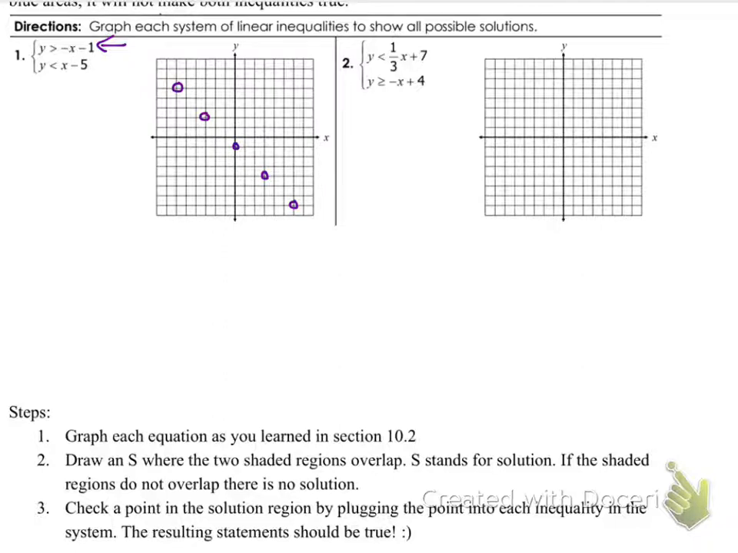I connect it with a dotted line, for the same reason of not having the or equal to in my inequality symbol. And now I plug in a point. Let's try 0, 0. Is it going to make the equation true? I'll plug in 0 greater than negative 0.